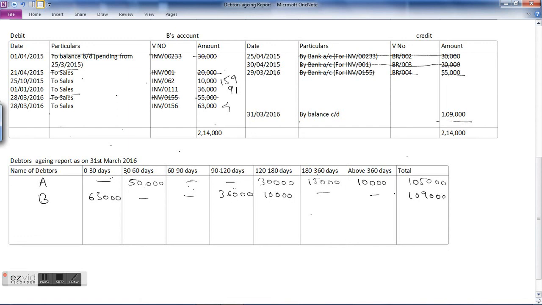And nowadays, because of computerized accounting system, this aging report is automatically prepared as on any day. But important thing is that whenever you have receipts, they have to be tagged correctly to a proper invoice number, otherwise your aging report will go wrong.